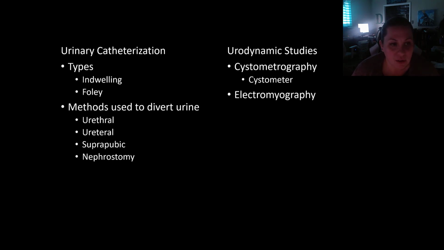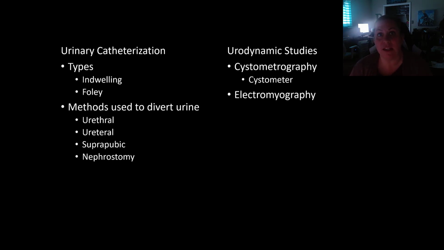We see that we can also use a suprapubic type of placement. This is going to be where we would surgically place the actual catheter tube through the skin above the pubic bone so it doesn't actually go through the urethra. And then we have the nephrostomy, and this one's where the catheter goes straight into the renal pelvis, bypassing the ureters and the bladder altogether. So these are just some different placements.